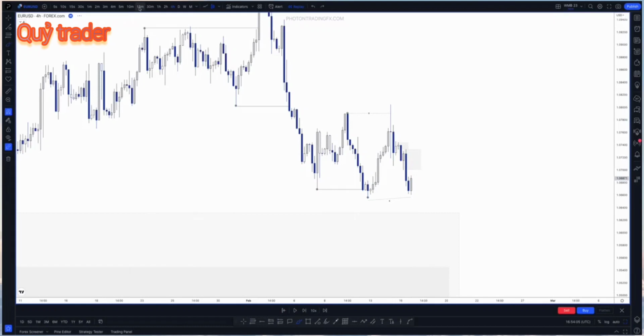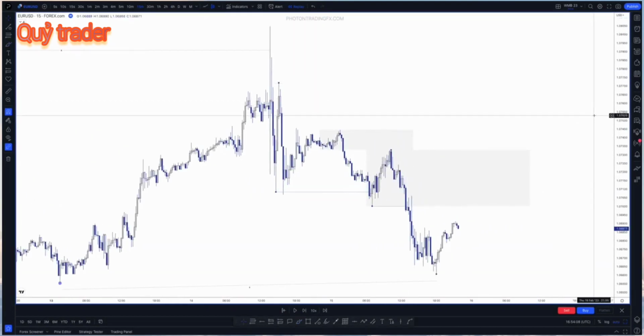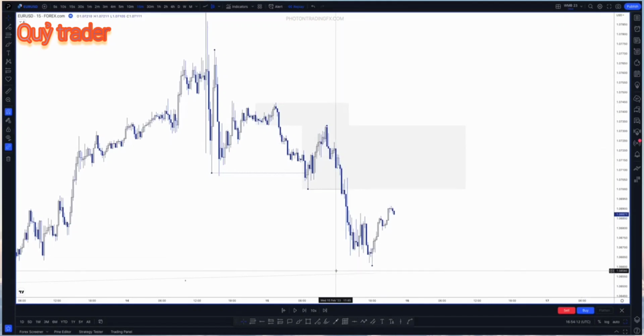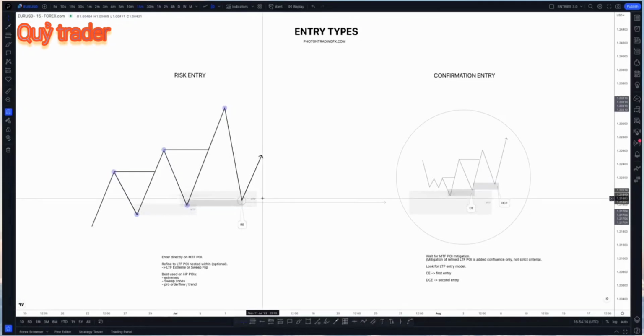Let's look to the M15 for our potential entries. So like I was saying, for pretty much the majority of the course so far, we've just been concentrating on what we call confirmation entries, okay? So waiting for price to come into our medium time frame POI. So in this case, it'd be our 4-hour POI. Once our alert goes off, once price reaches it, we can then look for our lower time frame confirmation entry. So in this case, it would be the M15, and we can look for the CE or the DCE.